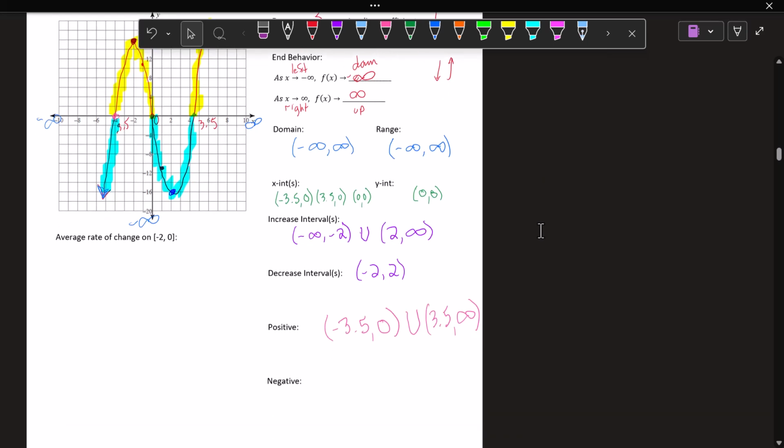Now for negative, it's the blue. So it starts off negative infinity because it came from way to the left, and it stops at -3.5. Union, and then the other blue part, which starts at 0 and stops at 3.5. We got our negative interval.